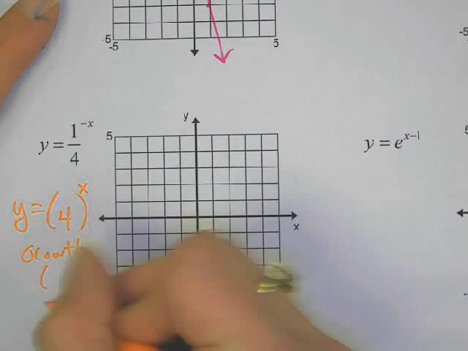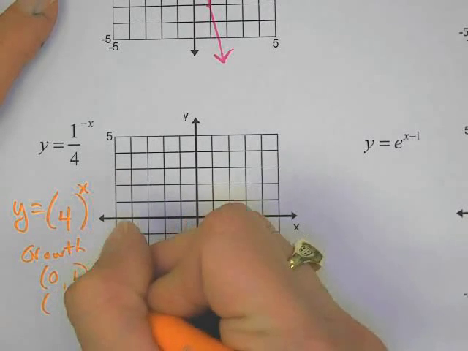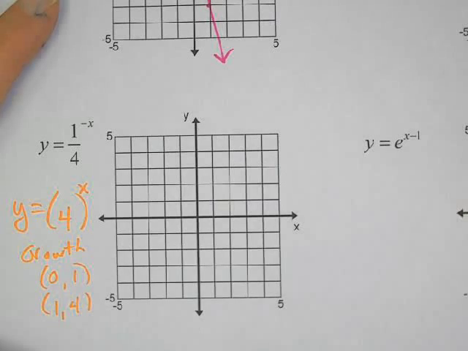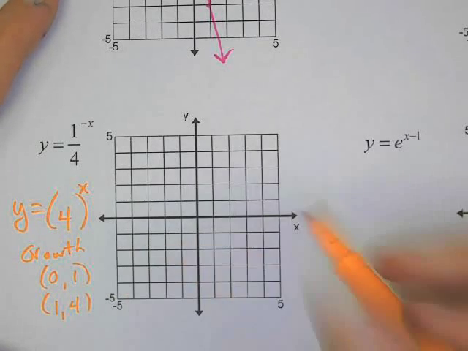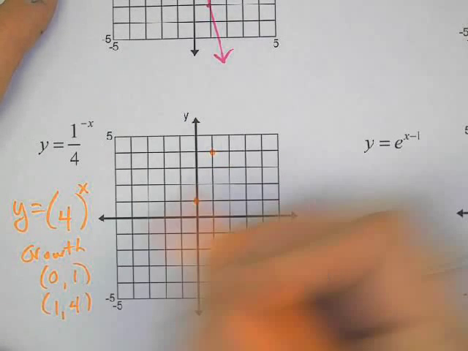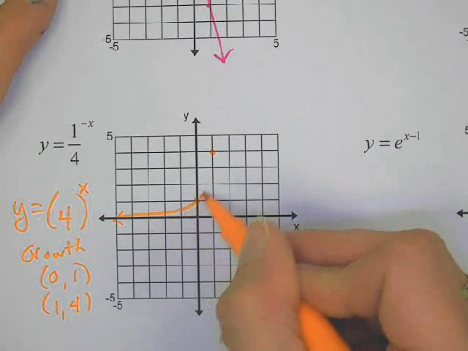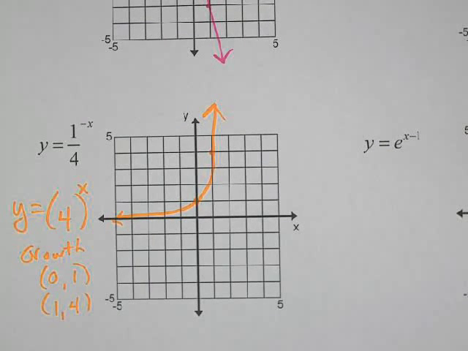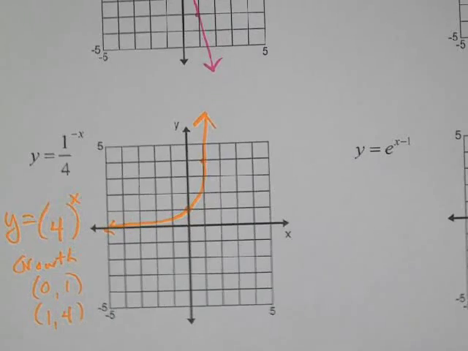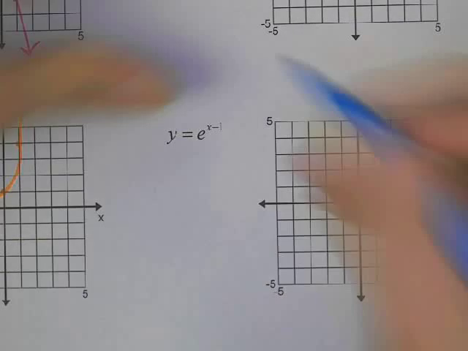Sometimes it's helpful if you want to write down points. So if you plug in 0, you're going to get a 1. If you plug in 1, you're going to get a 4. There you go, 2 points, and it's growth. So we'll plot (0, 1) and (1, 4). It's asymptotic to the x-axis. Let's make sure we draw growth. There you go.